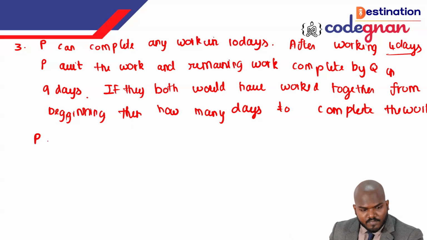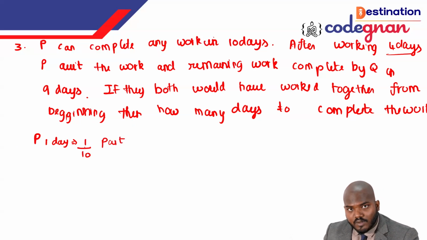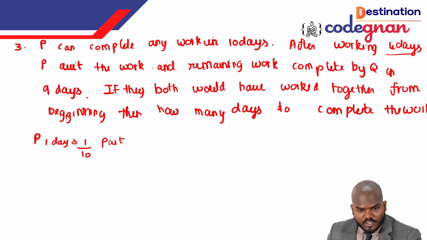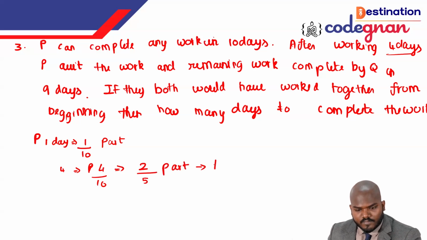That is P, a 1 day work. How can you call it? That is 1 by 10 part. Okay, so please mention the part, or else it will be confused as days. And then they are saying that P works for 4 days. So then 4 days work is equal to what? That is 4 by 10 part. You can call this 2 by 5 part. It is done by P.